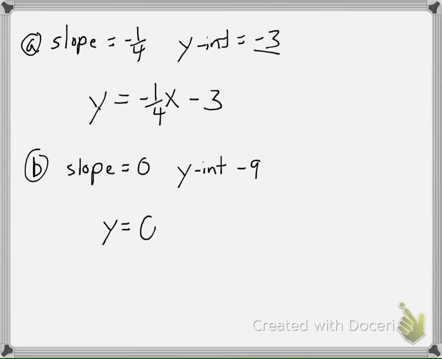Well, the slope is 0, so we have 0 times x plus the y-intercept, which once again is negative, so minus 9. But then, of course, this isn't simplified because 0x is just 0, so we end up with the equation simply being y equals negative 9. So this one would be a horizontal line that's 9 units below the x-axis.